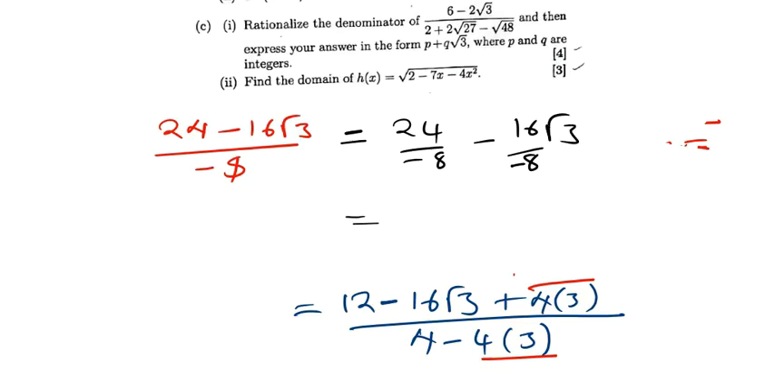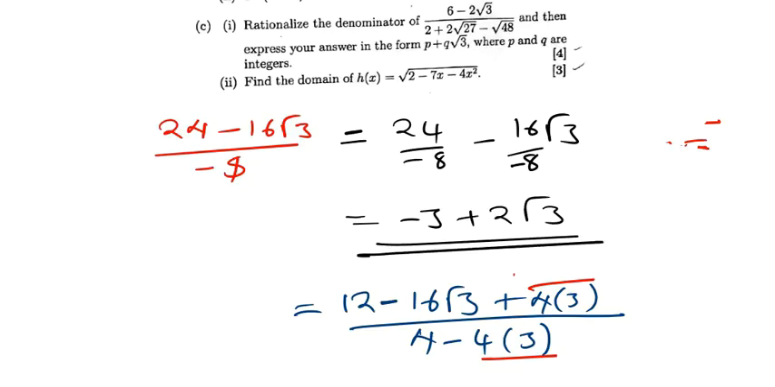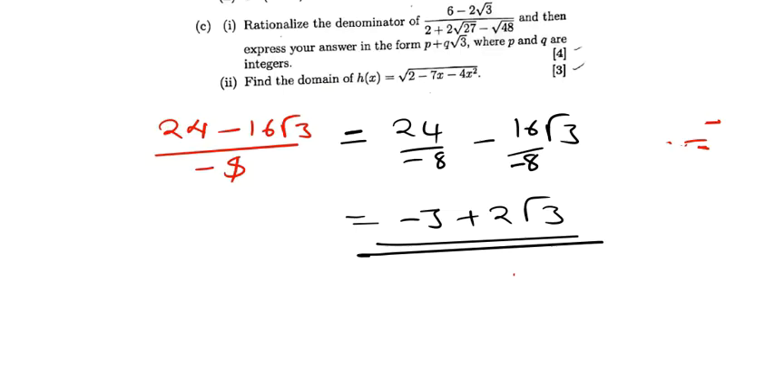So you end up with minus 3, positive 2 root of 3. So you've rationalized the denominator, okay? And we have it expressed in the form of p plus q over 3 as requested. Simple and straightforward, right?